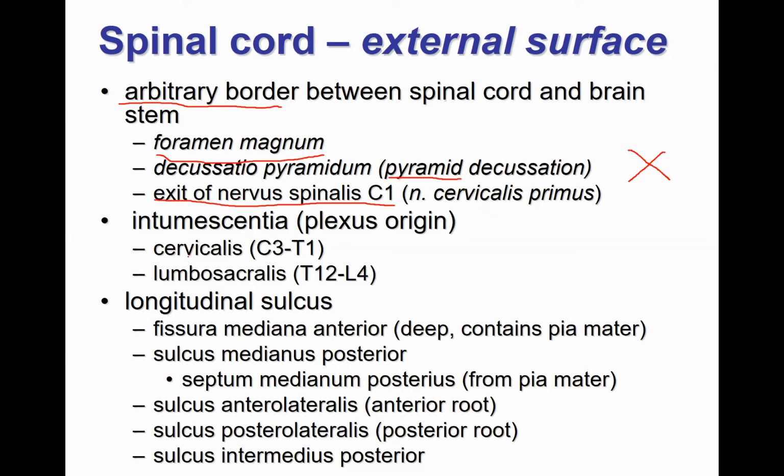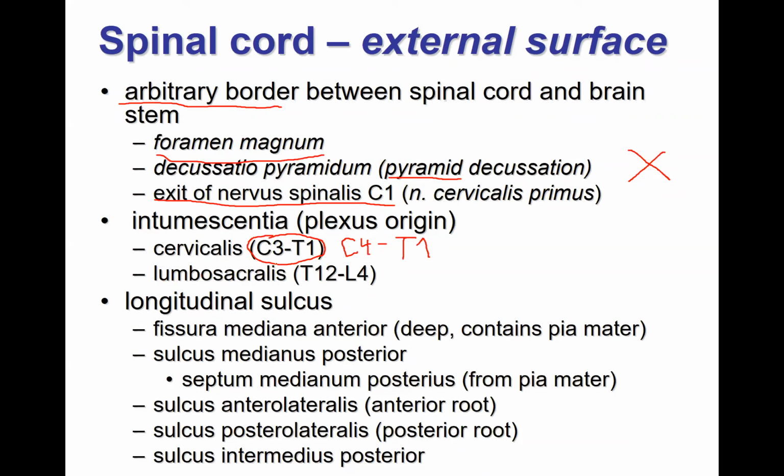There are two enlarged areas. In these two enlarged areas, you find alpha motor neurons for limb muscles. So we have one in the cervical area, and this area approximately matches the roots for the brachial plexus. These are roots for the brachial plexus, and that's why the area is enlarged. We call it intumescentia, which, if you translate it, means a swelling, but it's not a swollen part, it's an enlarged part. But this ugly term is used, intumescentia.